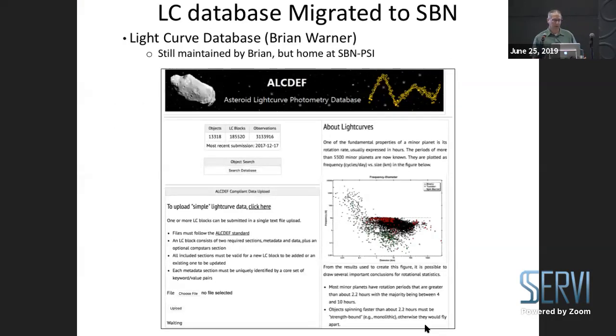Okay, so in terms of the light curve database, again, it migrated to the small bodies node. The asteroid subnode is now the caretaker of that database, but Brian Warner still maintains that database, and the asteroid subnode is caretaking that and coming up with a legacy plan for that database moving forward.